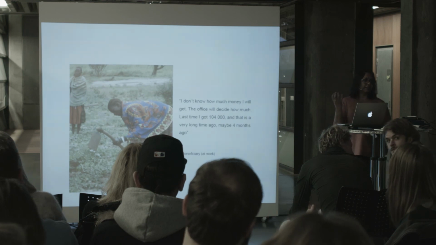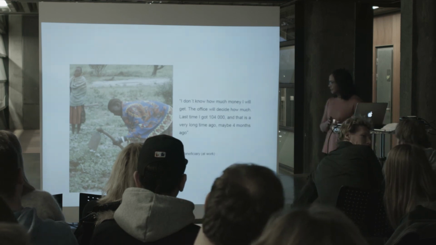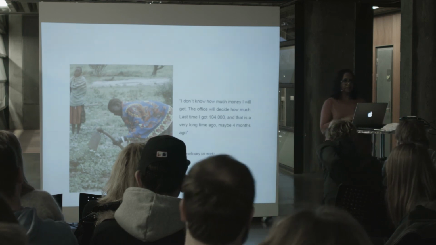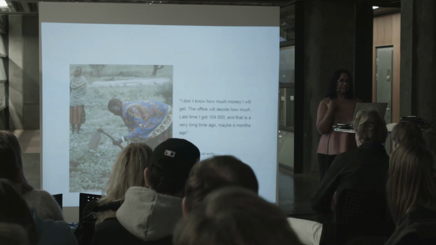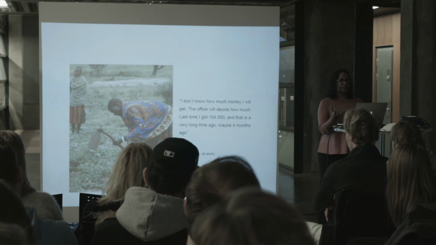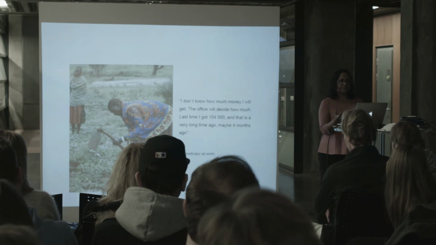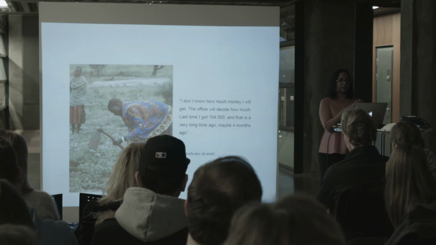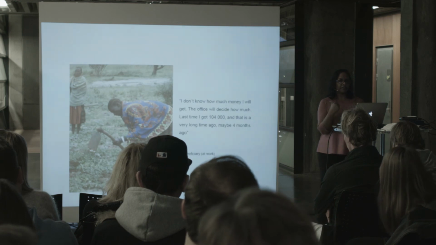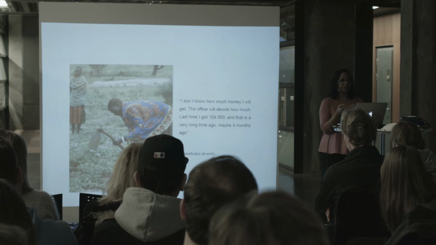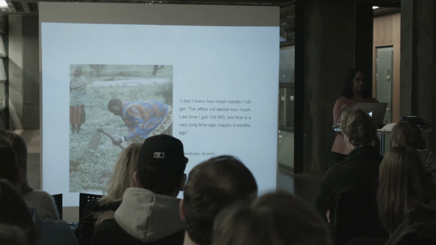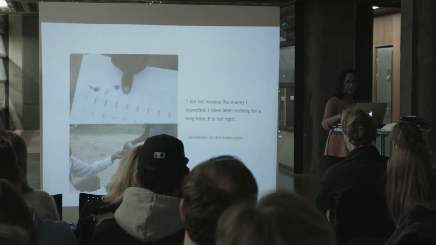And this is some of the part of the stories. They ask beneficiaries at work. This is one example. This woman who is working out in the field says, "I don't know how much money I will get. The office will decide." And she got 104,000 shilling, Ugandan shilling, that is almost 220 kroner, 4 months ago. And that was a long time ago, but she has no idea what's going to happen next.